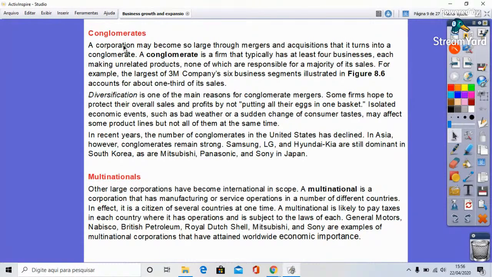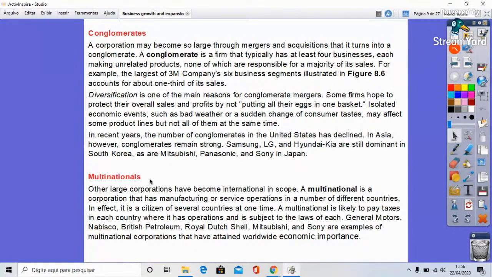We also have conglomerates. What is a conglomerate? It's a corporation that may become so large and so big through mergers and acquisitions that it turns into a conglomerate. It became really big. So this is a firm that typically has at least four businesses. And these four businesses usually have unrelated products because it has grown so much.